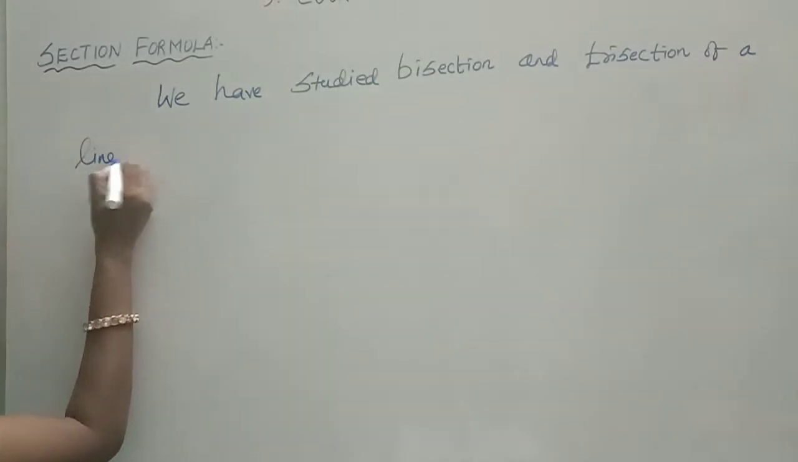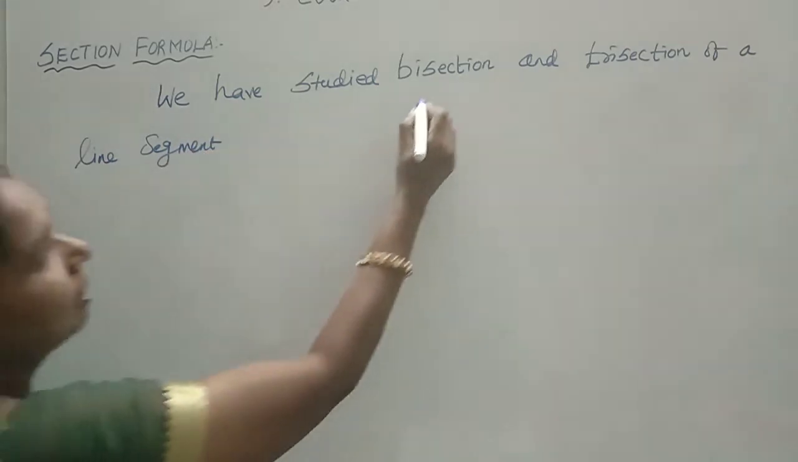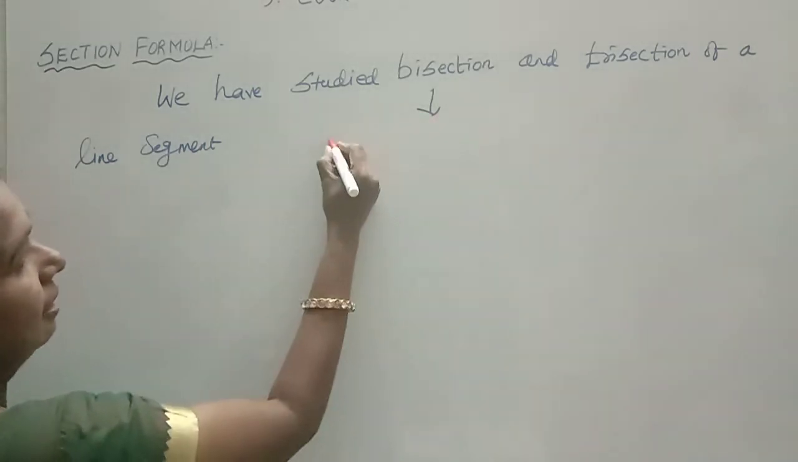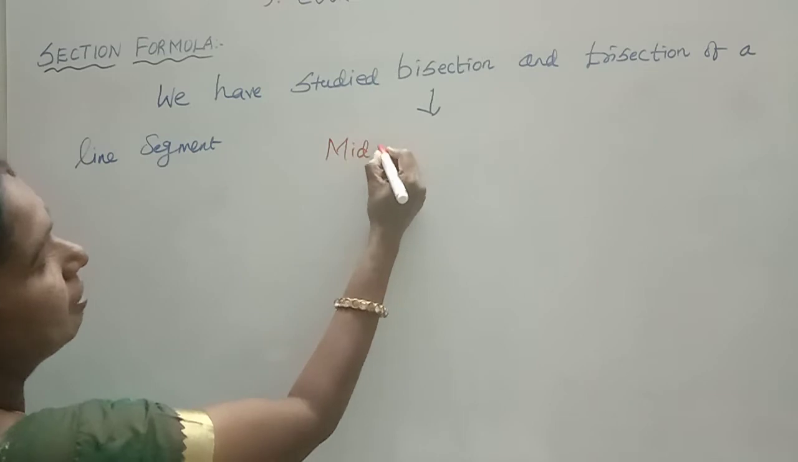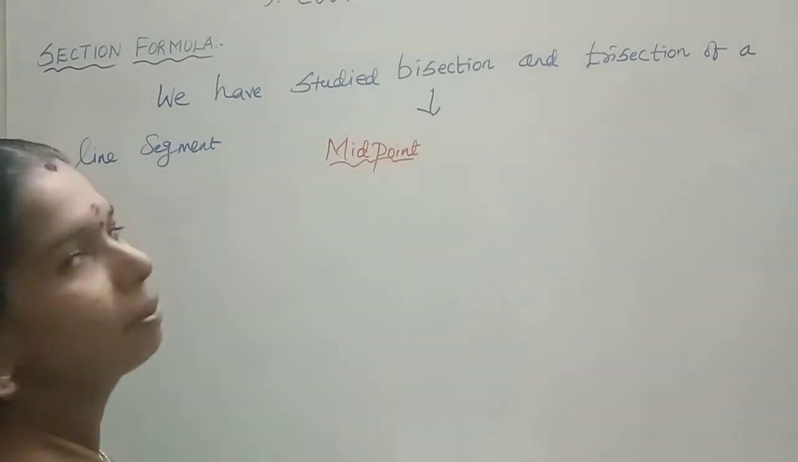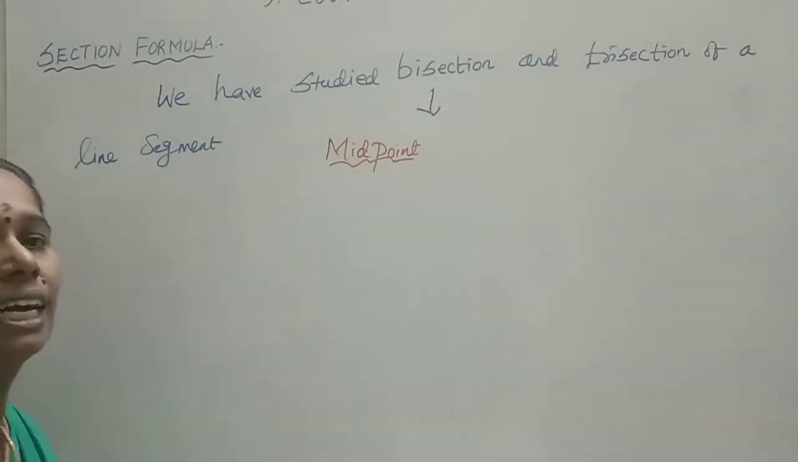Now, what is meant by bisection? Very good. Bisection means it is a midpoint. Bisection means the line is divided into two equal parts. Using that idea, we find the midpoint of a line segment. The point divides the given line segment into two equal parts, and after dividing you get a midpoint.